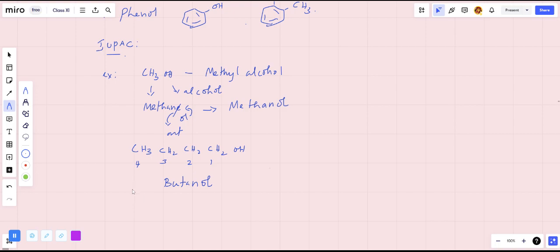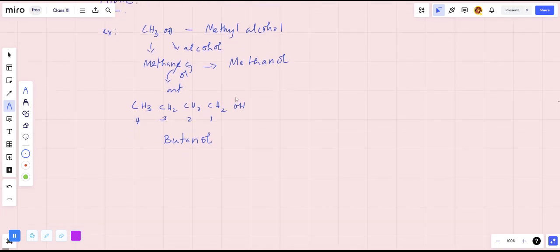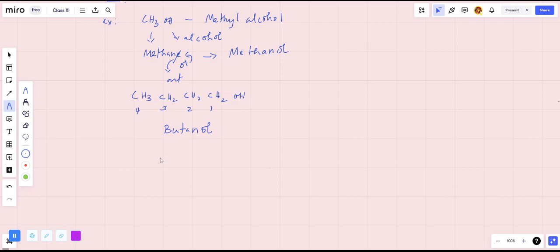So the next one, if you take a secondary alcohol, CH3, CHOH, CH3, this is isopropyl alcohol. That is the common name. The IUPAC name is propane, and in the second carbon OH is attached, so it is propan-2-ol.